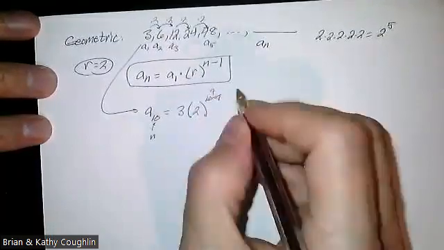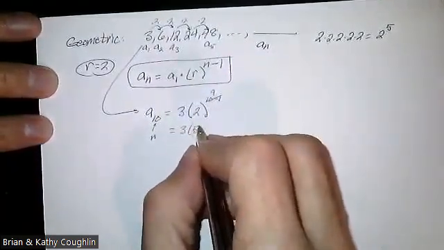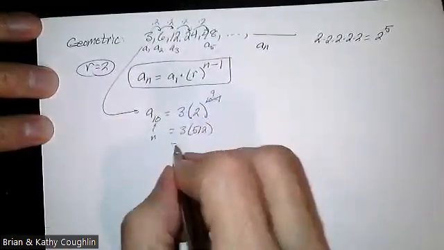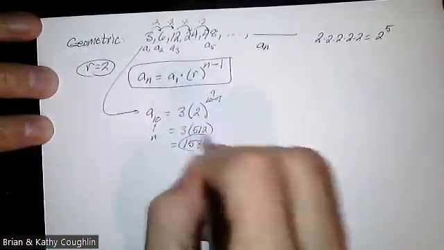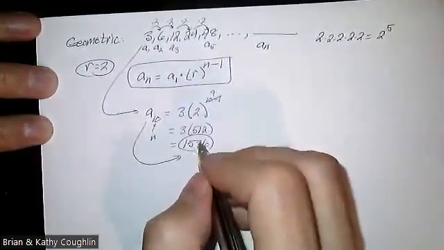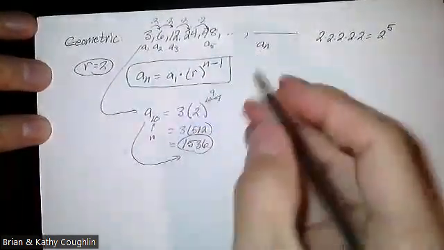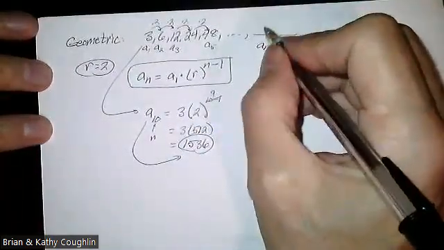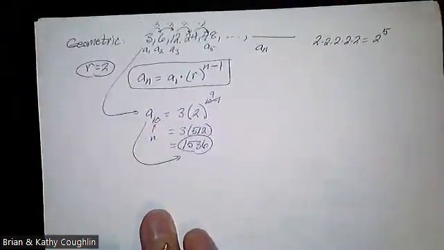So this is 2 to the 9th power, which I looked up earlier. 3 times 512. And 3 times 512, that's 1536. So that is the 10th term of this geometric sequence. So if you went out to a10, it'd be 1536. Does that make sense? Okay.